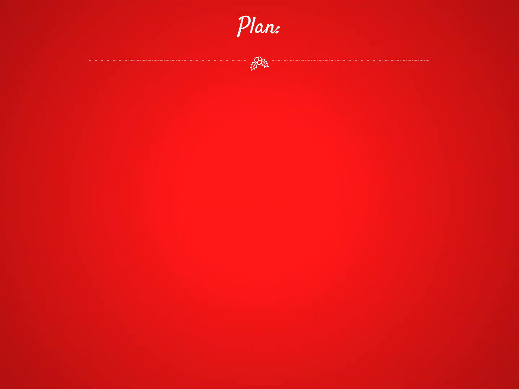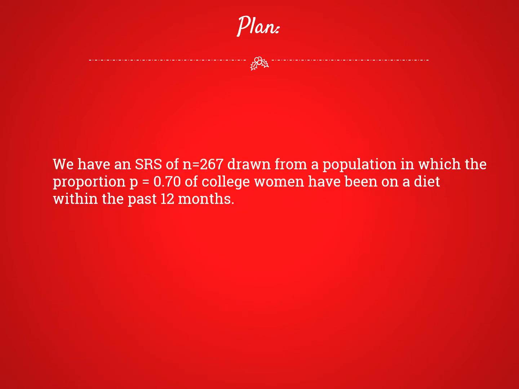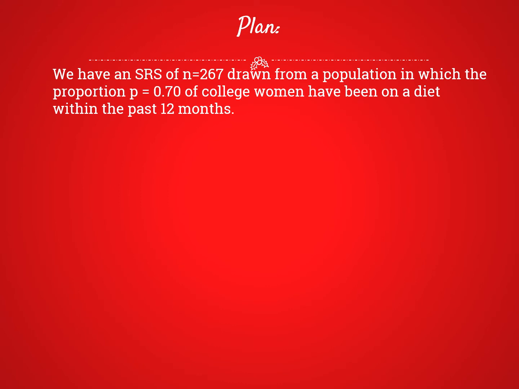So we're moving on to the plan. The first thing I do in the plan is I state my n and my p. Now I stated this in complete sentences, but honestly, because you've already stated p before, it is okay for you to just state n and p. So I said we have an SRS of n equals 267 drawn from a population in which the proportion p of 0.70 of college women have been on a diet. So we're going to use the p that's assumed here, that's given to us in the problem. And I could just say, instead of all the sentences, SRS, n equals 267, p equals 0.70.